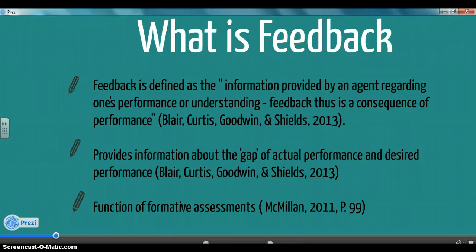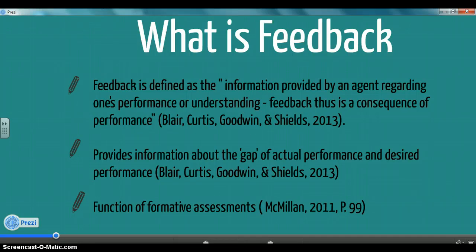What does this mean to the average person, however? Feedback provides the teacher, the student, and the student's parents insight into how the student writes. Feedback tells everyone the student's strengths and the student's weaknesses and what they can do to improve. According to the text Classroom Assessment, feedback is also a function of formative assessments.